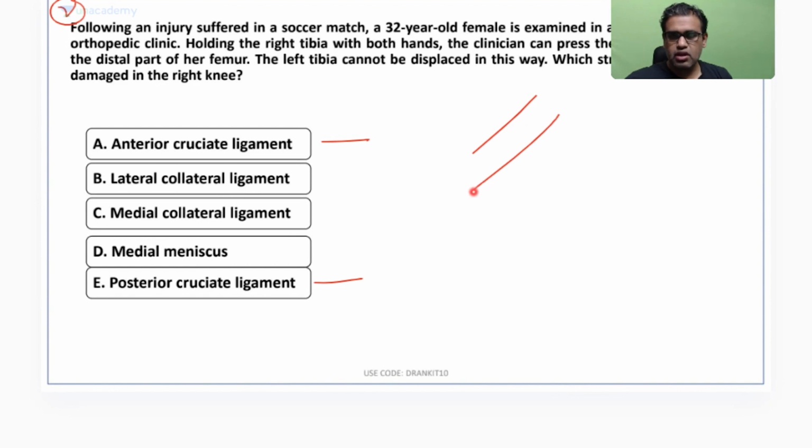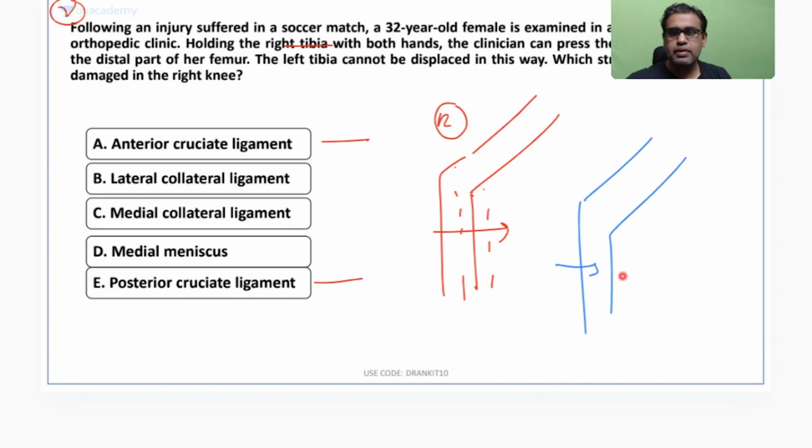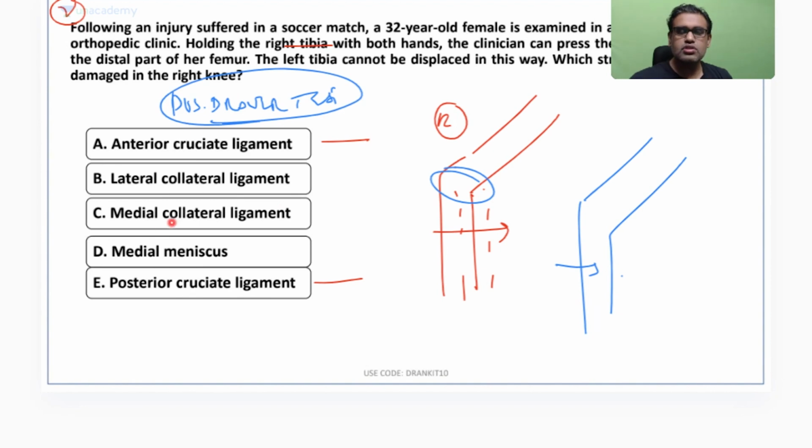Look over here. That was the leg of the lady, examined in a seated position, holding the right tibia. This is the right side. The clinician can press the tibia backward. It is now moving in the backward direction. But if you look at the left tibia, it was fine; it was not moved backward. So here the test is the posterior draw test, and that is to check the integrity of which ligament? The posterior cruciate ligament. Hence the answer is posterior cruciate ligament.